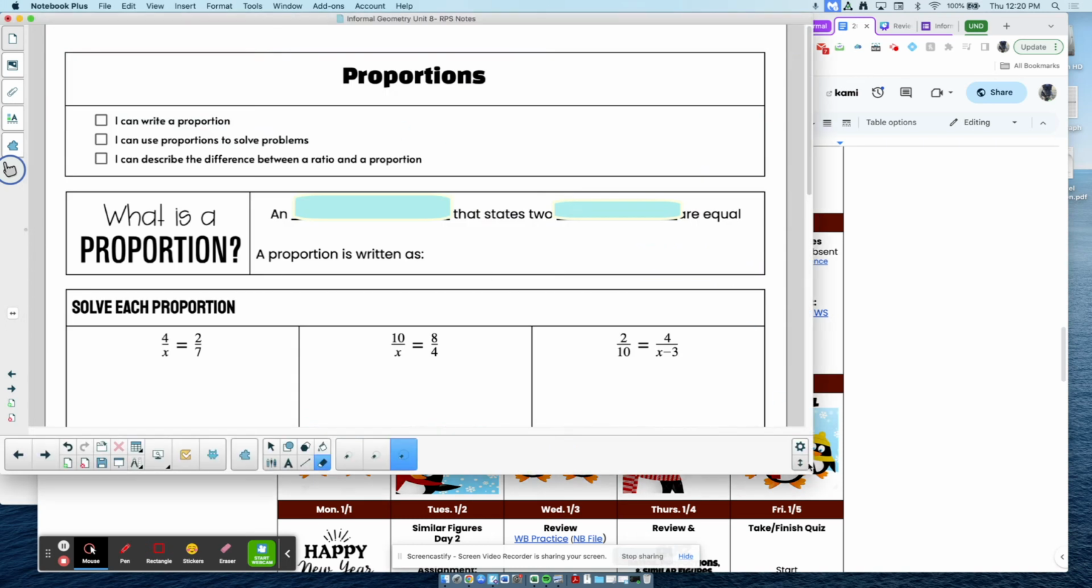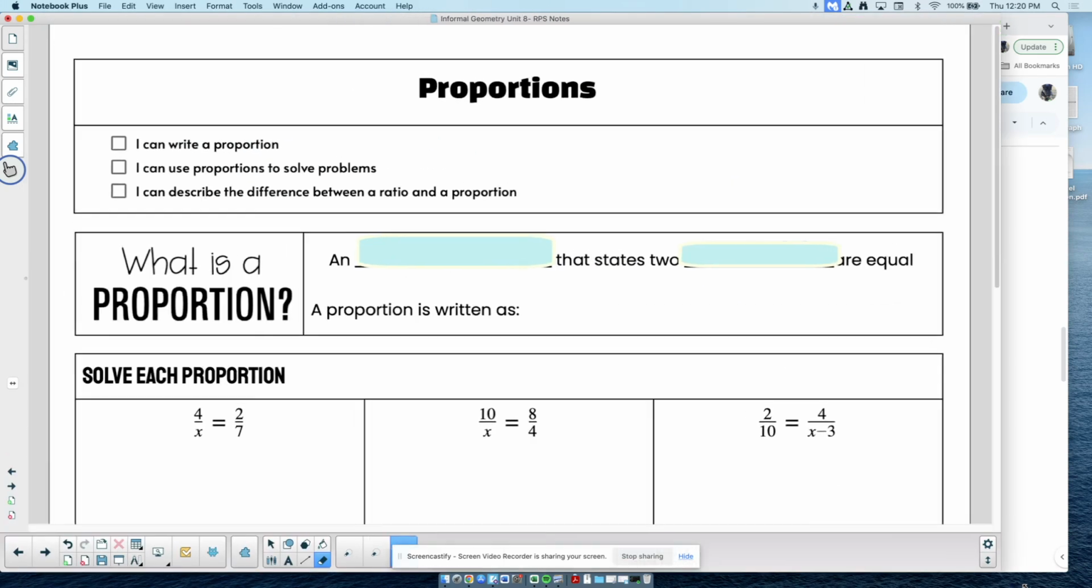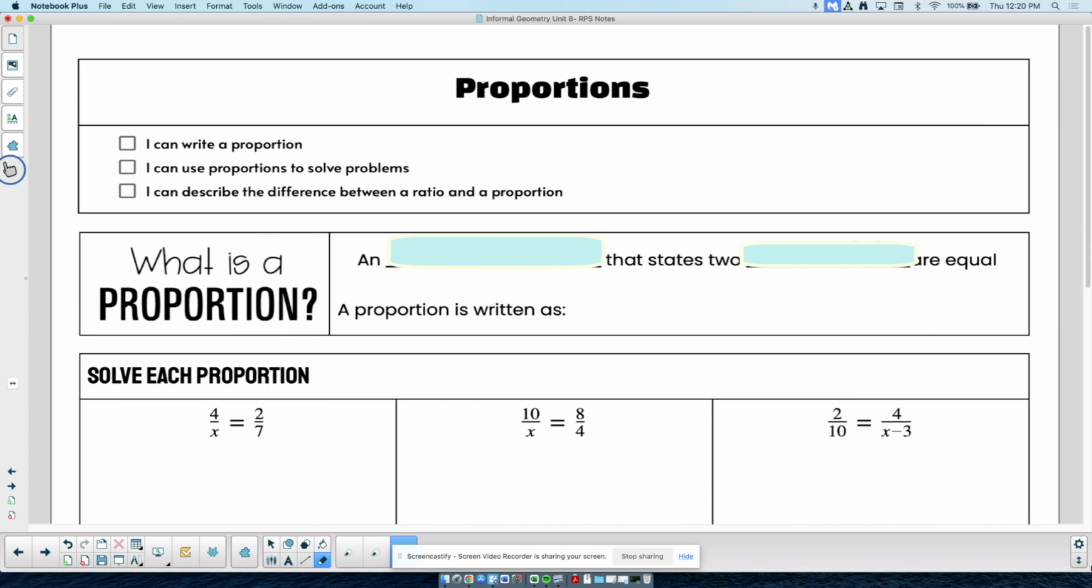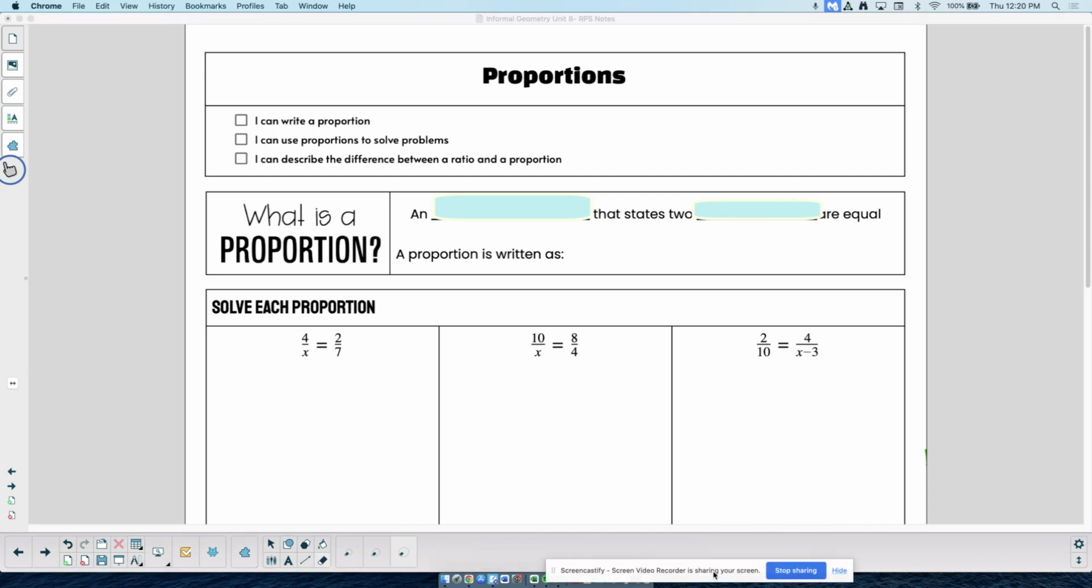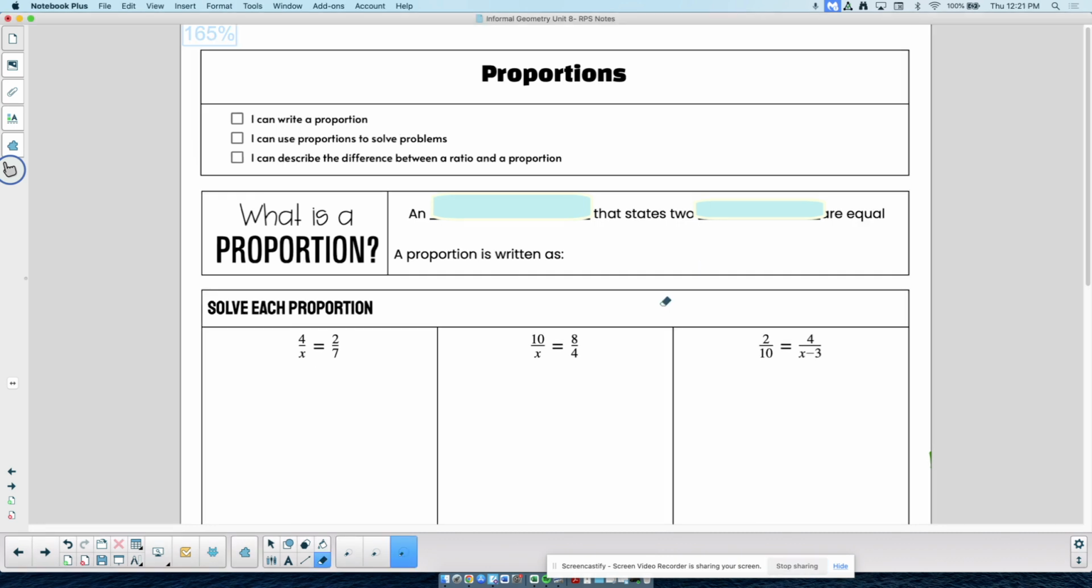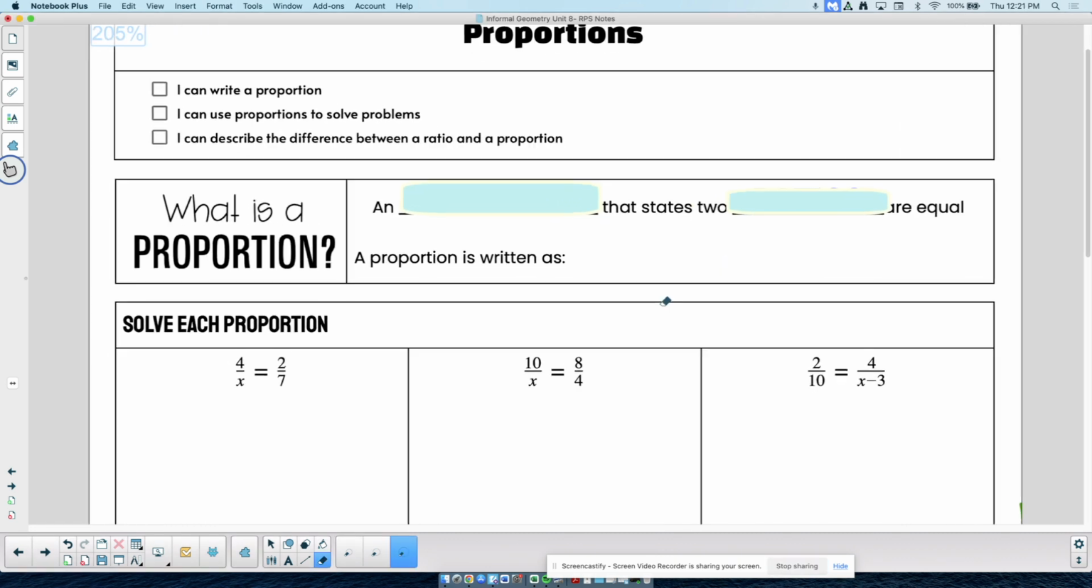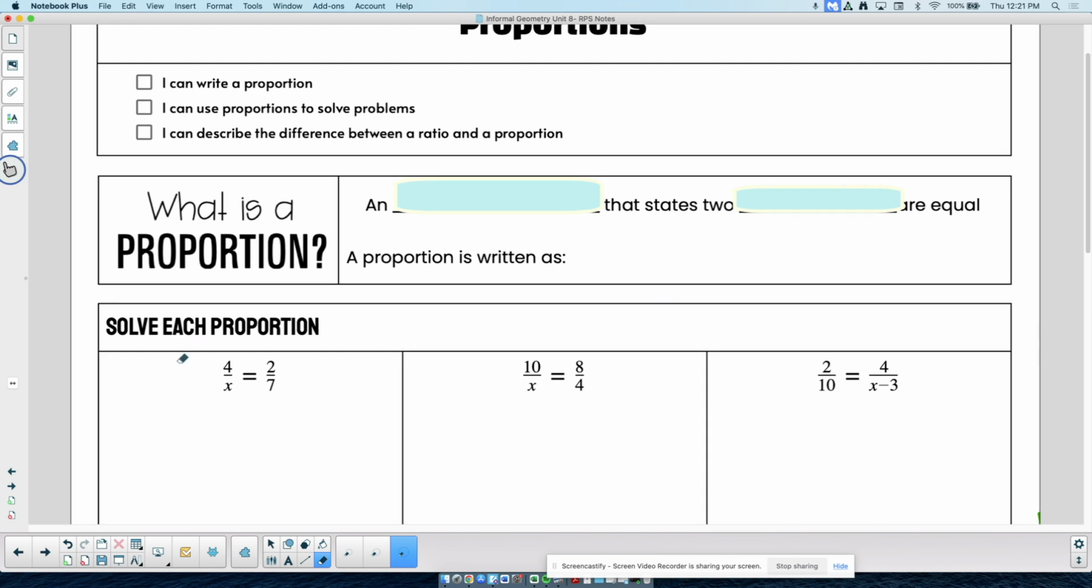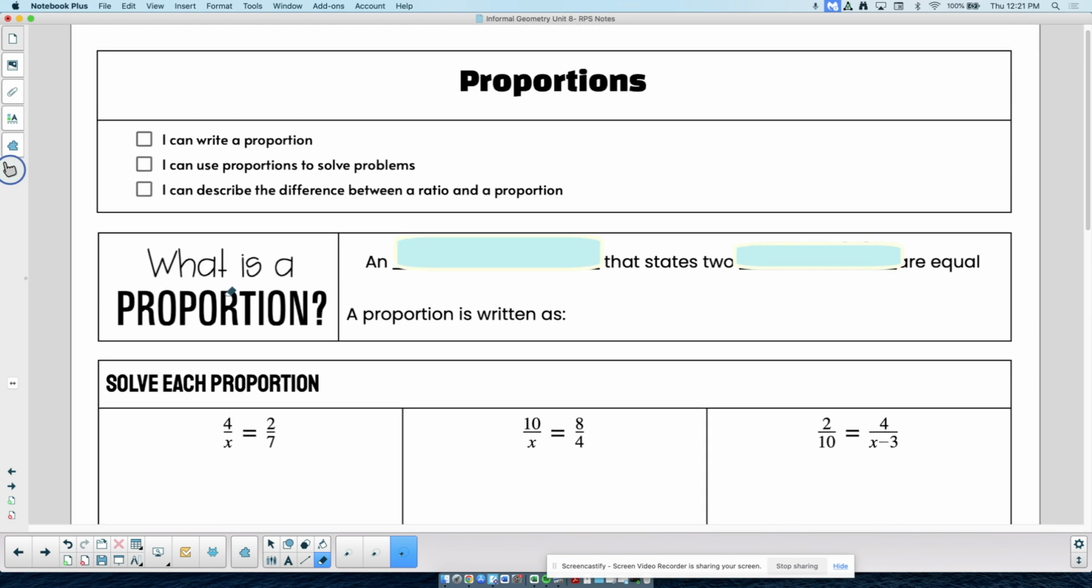Hello, everybody. We are going to be going over our second lesson in our note packet on proportion. So, yesterday we talked about a ratio, right? And now we're going to talk about what a proportion is. But we need to know what a ratio is to write a proportion.